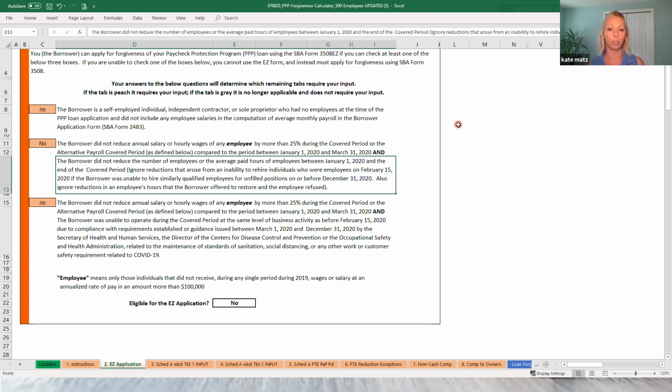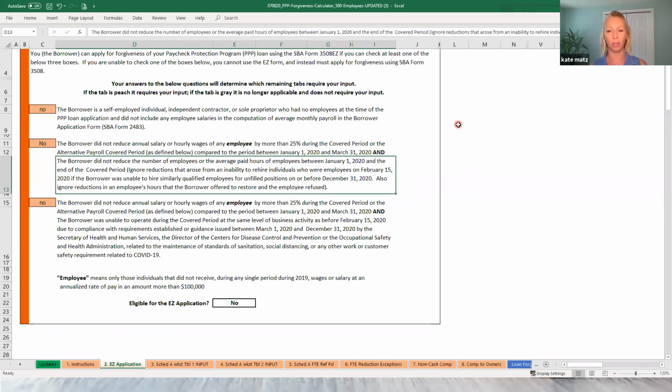So this is saying you didn't reduce the hours that people were working or the number of employees that you had, or if you did, the reason you reduced those was because you tried to rehire them and they refused, they wouldn't come back, or you couldn't find similarly skilled employees to fill those positions, you can ignore that. So that's an exception, and will allow you to have that FTE reduction without making you go fill out the long form. Additionally, you can ignore those reductions if you offered to bring them back and they refused.